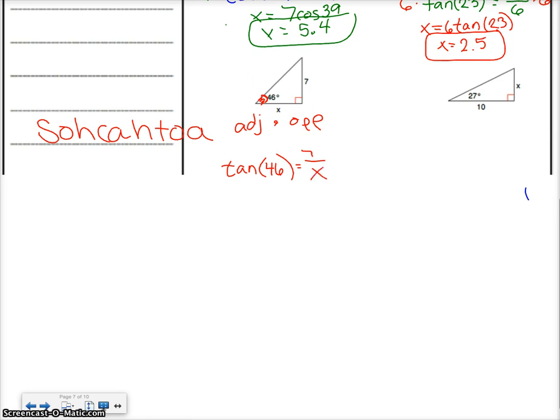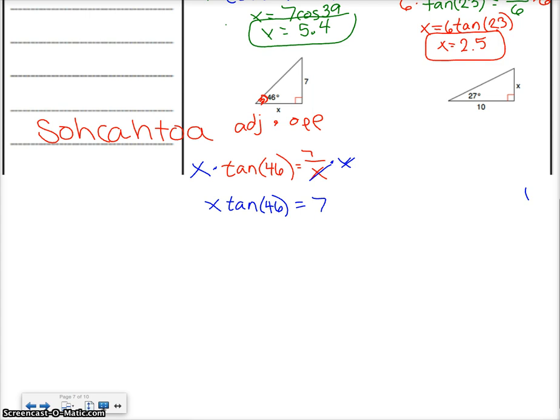Now I got to solve for x. Do I want x on the bottom? No, I don't. You can't solve for x with x on the bottom. x has to be a numerator. So I times both sides by x to get my x to the top. That cancels out the x on the bottom, gets rid of that divisor. And I get x tan 46 equals 7.